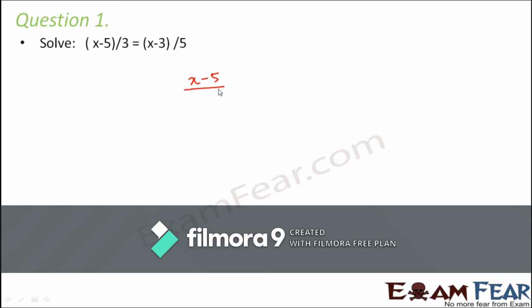Solve (x minus 5) divided by 3 is equal to (x minus 3) divided by 5. So this equation belongs to which form? Type 1 or type 2? So which tip are we going to apply? Tip 1 or tip 2?